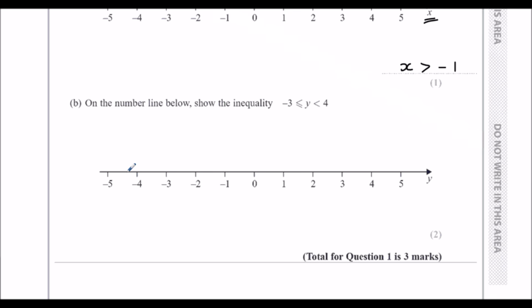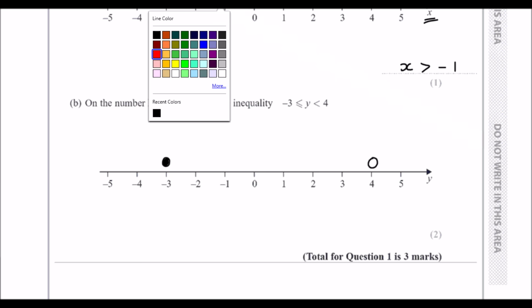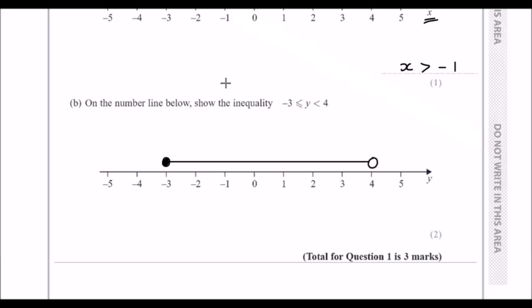Part B, on the number line below, show the inequality that y is bigger or equal to -3 and less than 4. So the -3 is bigger or equal. So it can equal -3, so it's coloured in. It can't equal 4. So it's just a circle not coloured in. And we join those up with a straight line. And that is our inequality.